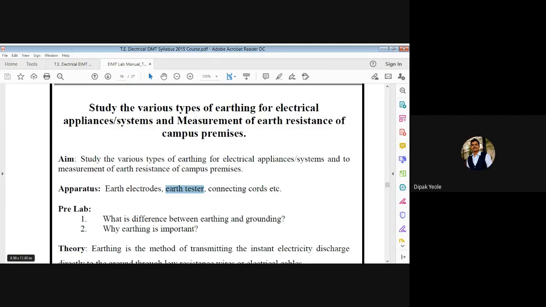The equipment which measures insulation resistance is called a device, and this device was made by the company Megger. In the same way, we are using the earth tester for testing the earth resistance. And obviously, for the connection of the earth tester and the earth electrode, we need the connecting cords.